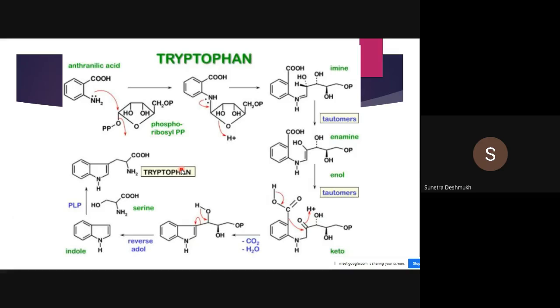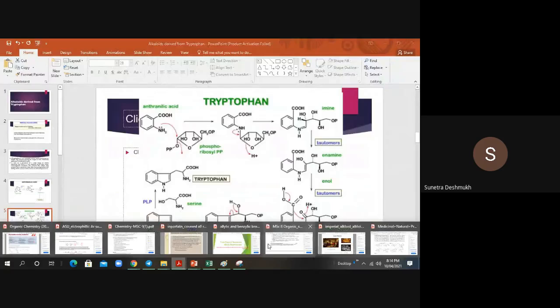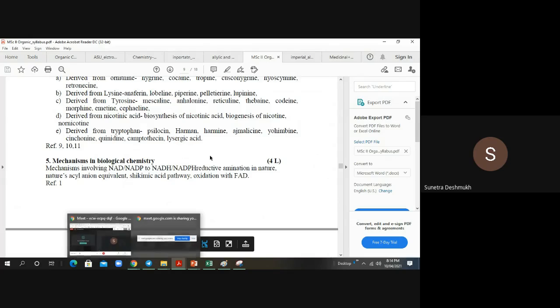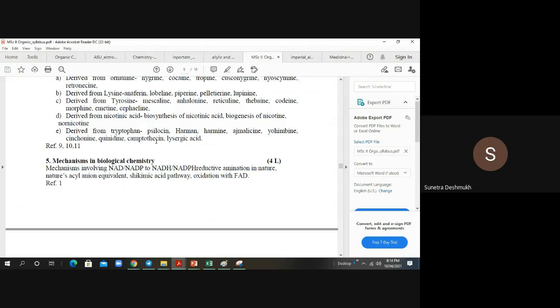Okay, so we'll see now in our syllabus which alkaloids come under this topic. Alkaloids from tryptophan, so we have to see different alkaloids like psilocin, harmine, physostigmine, yohimbine, cinchonine, quinidine, camptothecin, lysergic acid. All these alkaloids we'll see how we can synthesize from tryptophan.